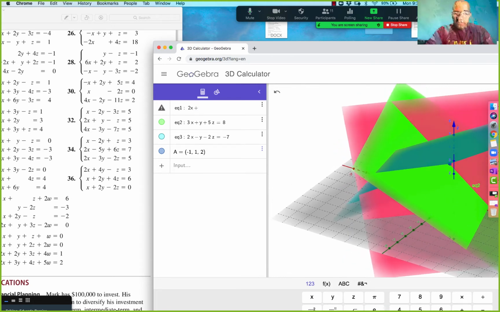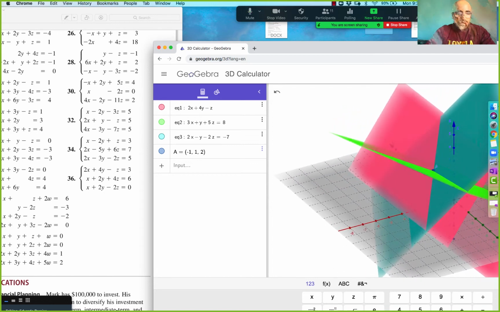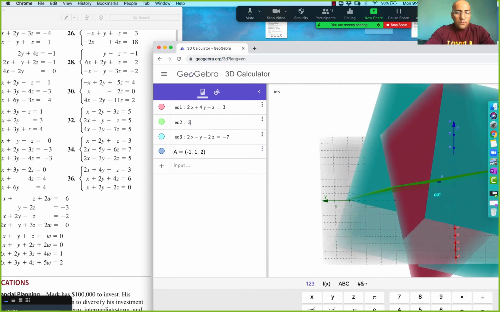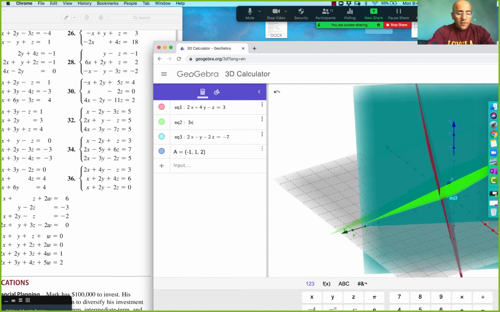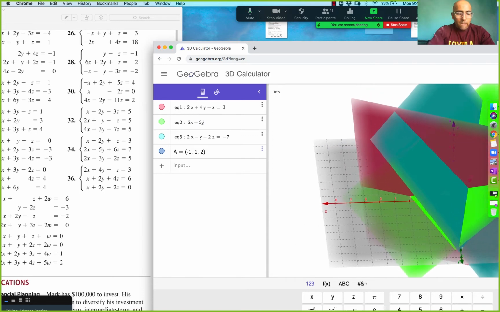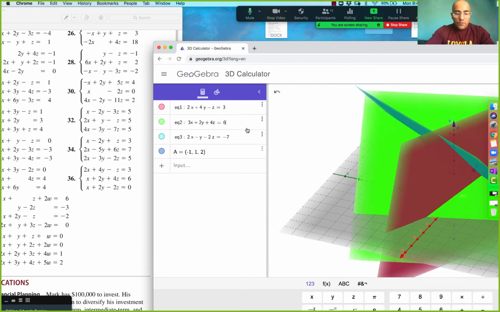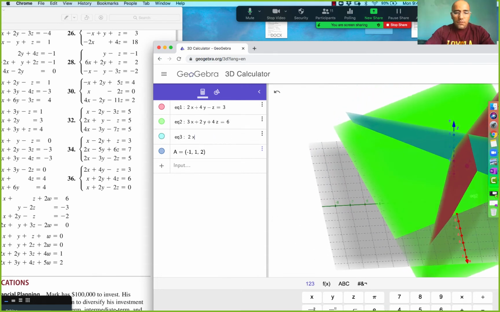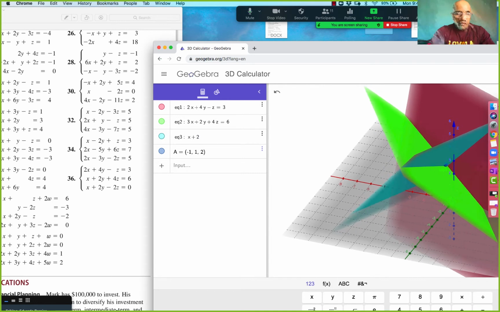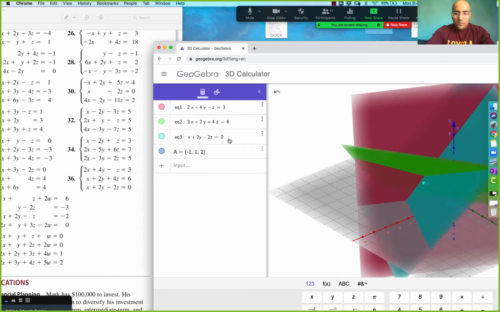2x plus 4y minus z equals 3 is one equation. x plus 2y plus 4z equals 6 is another equation. And number 3 is x plus 2y minus 2z equals 0 is another equation.